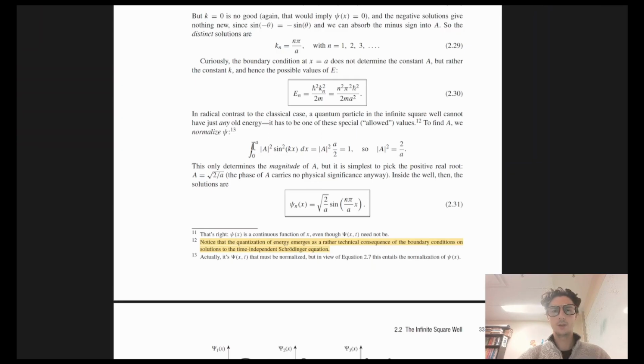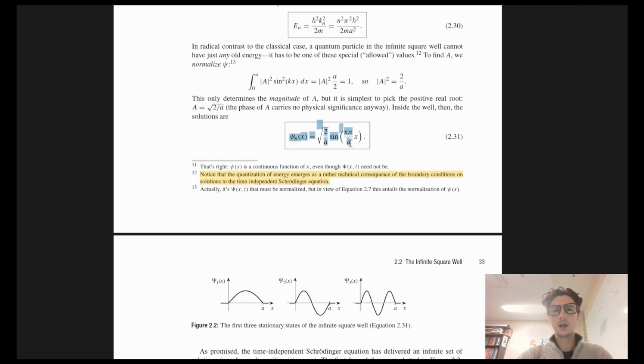The A can be pulled out, integrate over sine squared. We don't know how this happens, but integrate, plug in the boundary conditions here, and we get absolute value of A squared is 2 over lowercase a, this being the width of the box. Now we can plug that A back into the equation, and we get the full solutions. This only determines the magnitude of A, but it is simplest to pick the positive real root. A is equal to square root 2 over a. The phase of A carries no physical significance anyway.